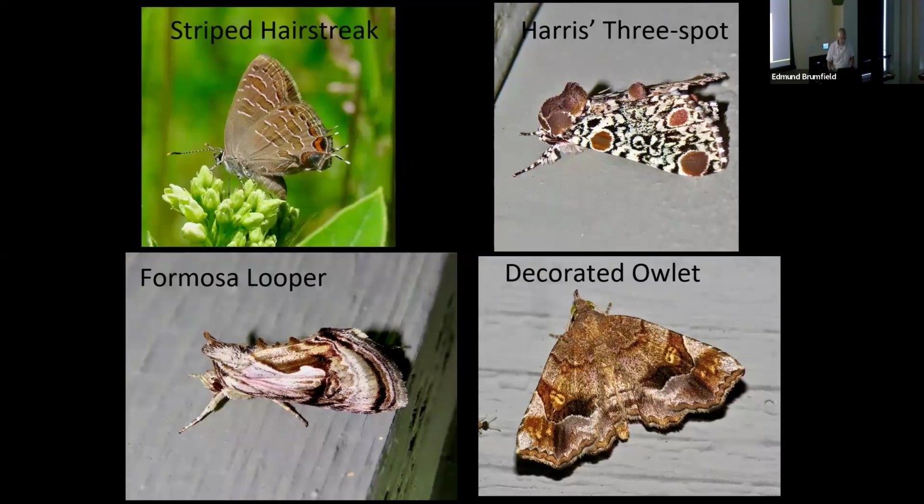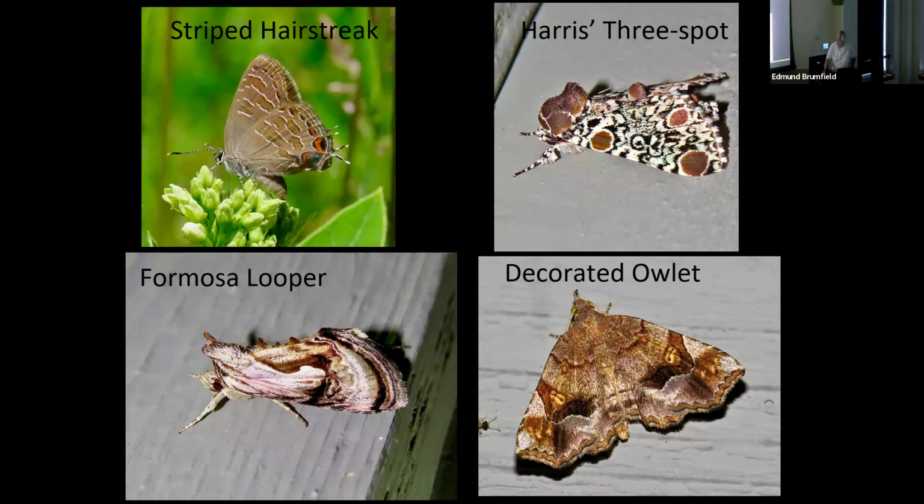And striped hairstreak is a well-known blueberry feeder, among other things. But so are these other dudes, which I really enjoy. The Harris's three-spot, terrific looking moth, very unlike anything else in the moth department. That, believe it or not, is a dagger moth. I don't know how it got into the daggers, but the taxonomists put it in with the daggers.